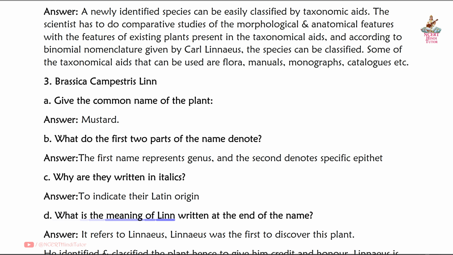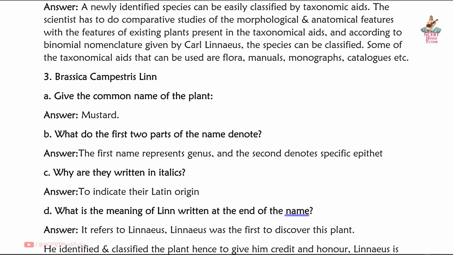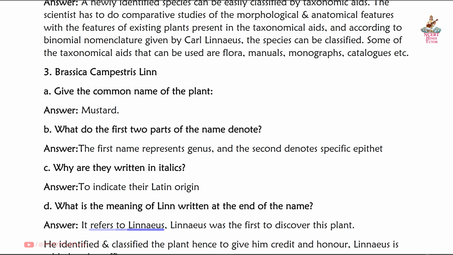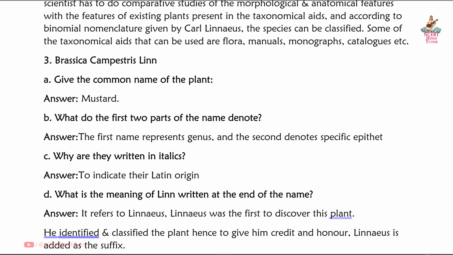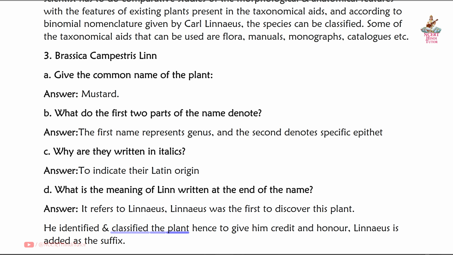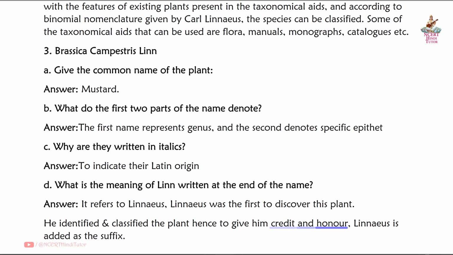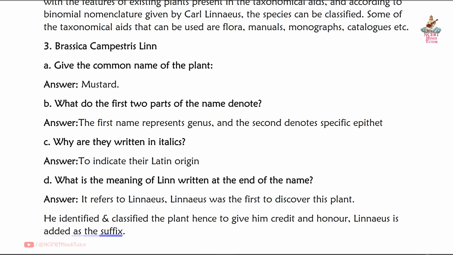What is the meaning of Linn written at the end of the name? Answer: it refers to Linnaeus. Linnaeus was the first to discover this plant. He identified and classified the plant, hence to give him credit and honor, Linnaeus is added as the suffix.